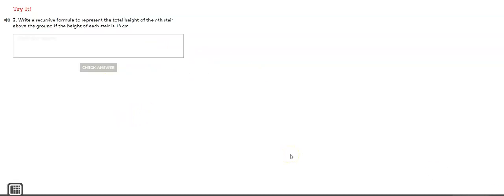All right, so now it is your turn. There are some stairs here that are 18 centimeters tall, and they would like you to write the recursive formula to represent the total height of the nth stair.